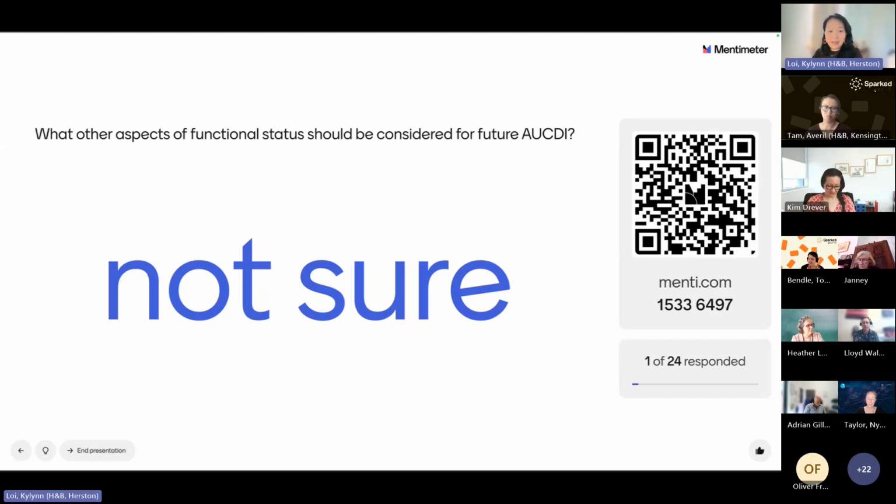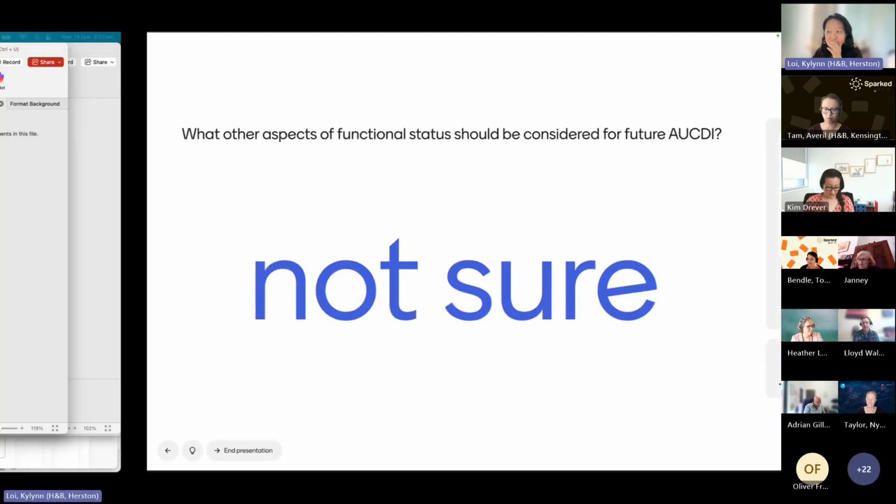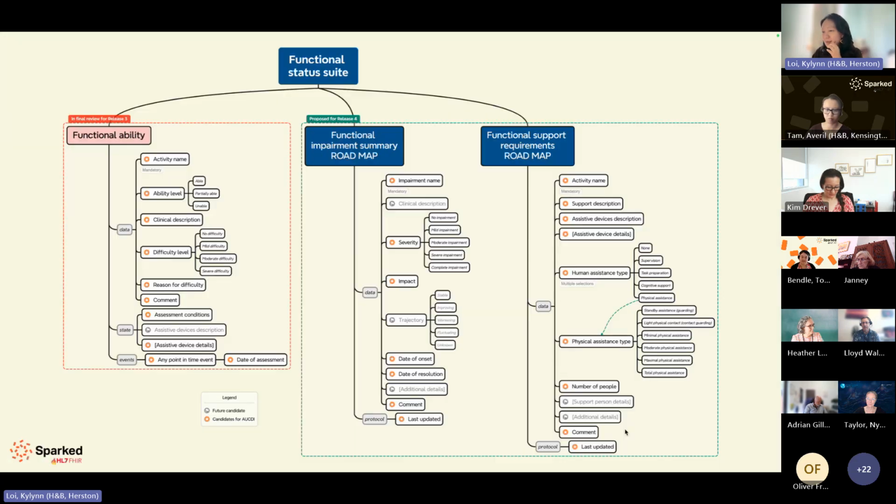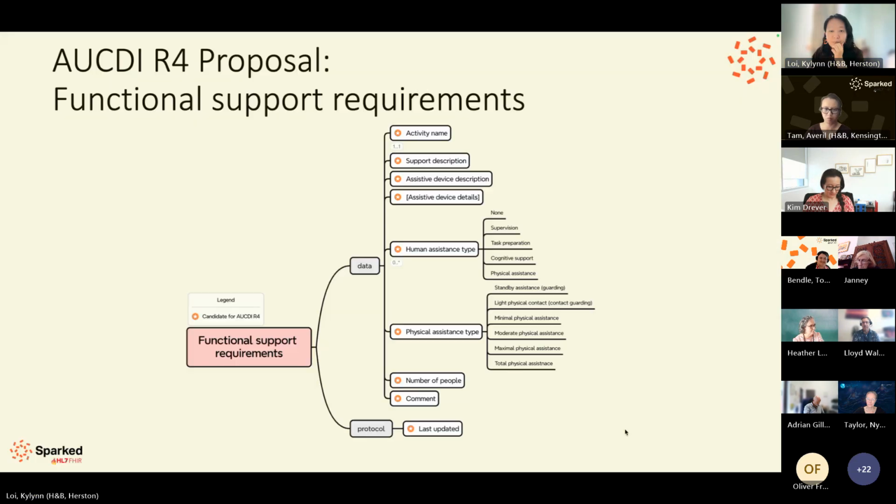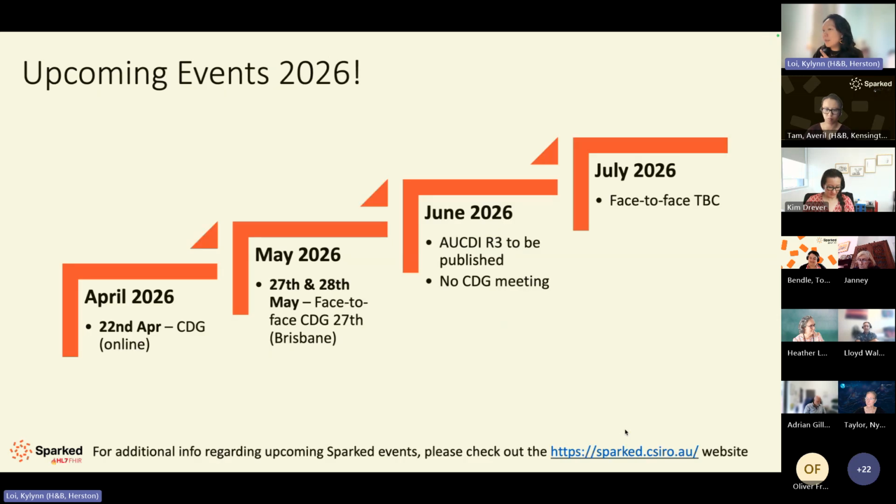While you are doing that, I might switch back to the slide to go through the last few slides in the two minutes that I've got. Upcoming events: we've got one more CDG online in April on the 22nd. Then, as we mentioned before, there's a face-to-face CDG and TDG on the 27th and 28th of May. The 27th is the CDG, the 28th is the TDG. For June, we are looking to publish AUCDI R3. There won't be a CDG meeting that month, but we are planning a face-to-face meeting in July.